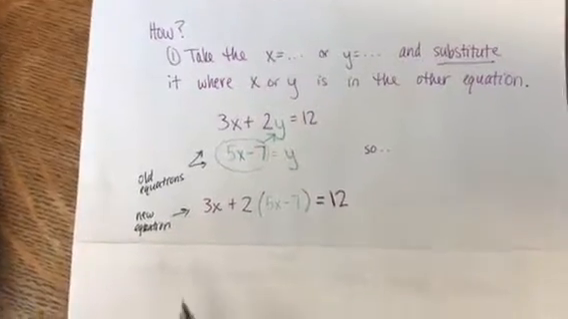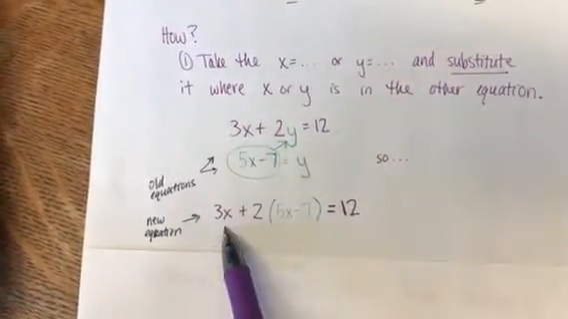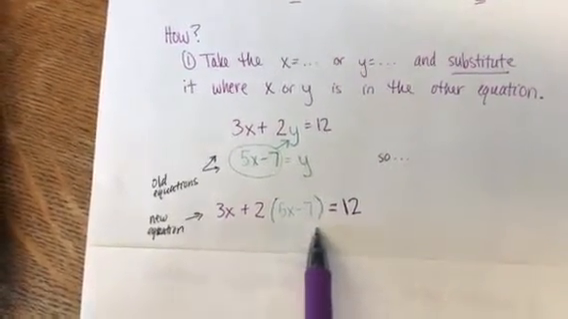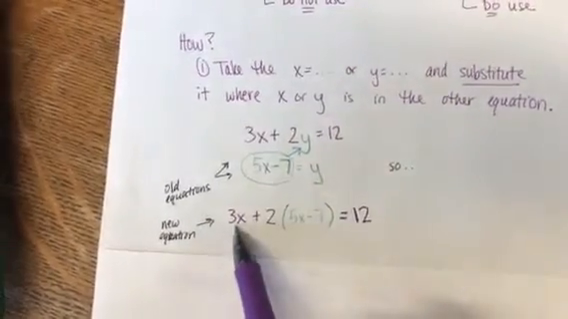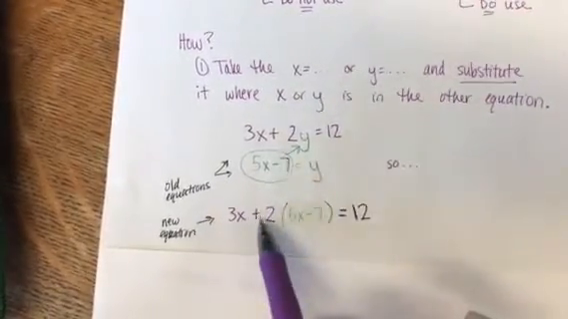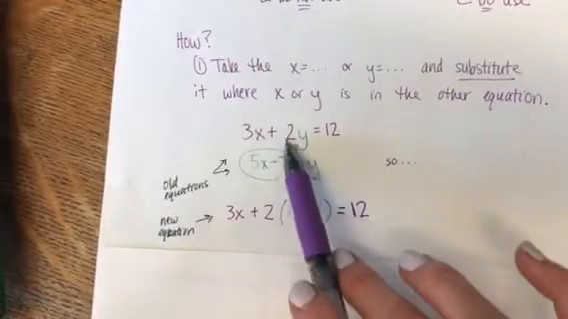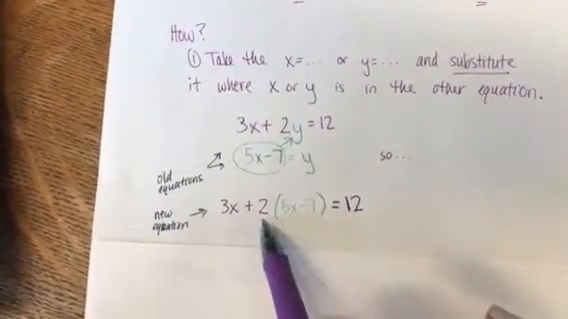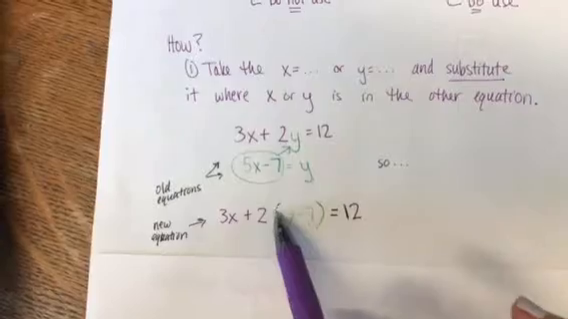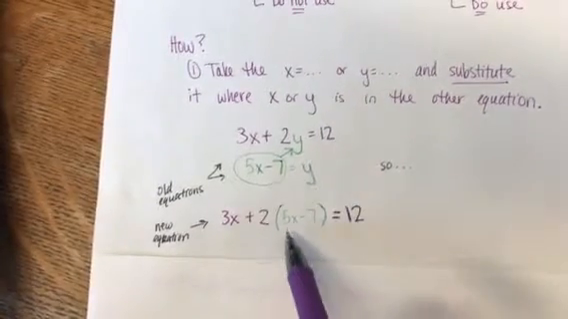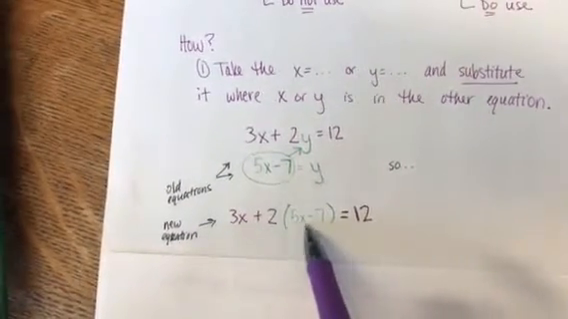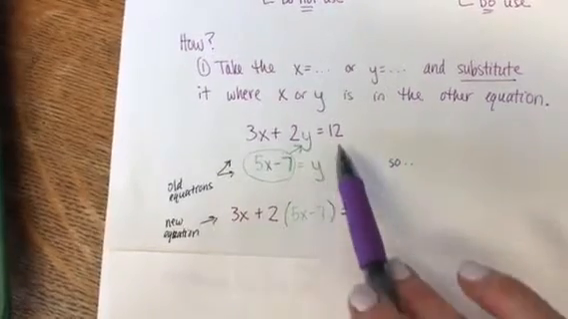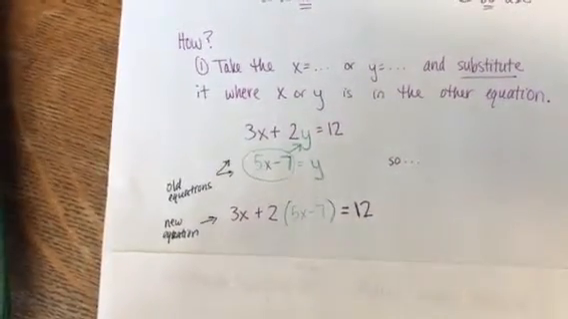So your old equations were these two. Your new equation would look like this. You took the 3x, left it alone, plus, left it alone, 2 times y up here becomes 2 times whatever y equaled according to your other equation. You put the 5x minus 7 right in the equation, and it equals 12 like it did originally.